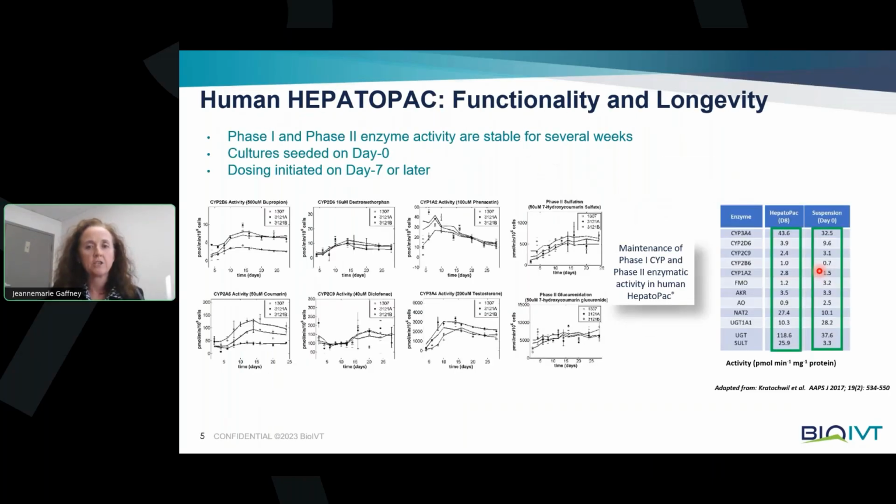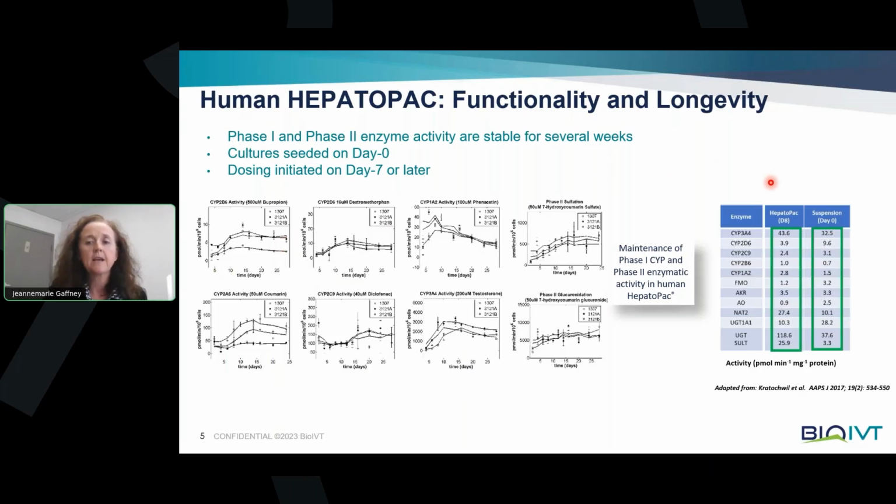And we do see high levels of function in human and also preclinical species. Looking at one of the functional markers that would be important for our discussion today for reaction phenotyping would be the P450 enzyme activity, phase 1 and phase 2. These are stable across several weeks. These cultures here were monitored out once again for a 28-day period. The cultures are seeded on day 0, and you can see in the first week of culture, the cells are recovering in our co-culture system, and then they reach a steady state and maintain that function over a multi-week period.